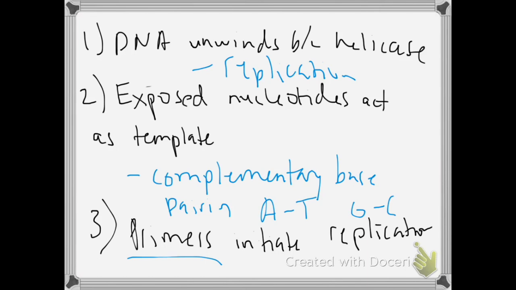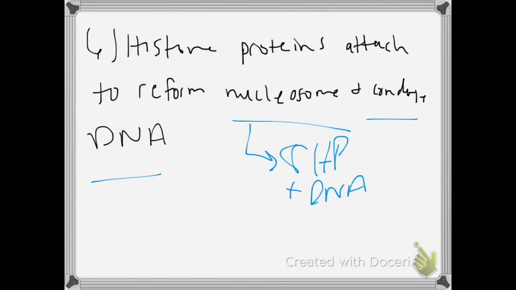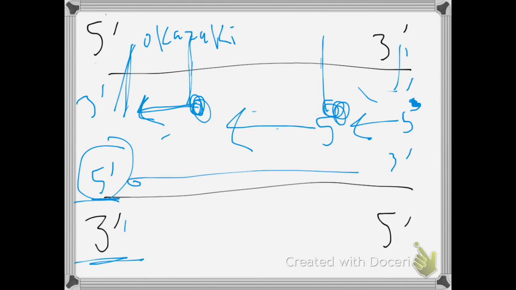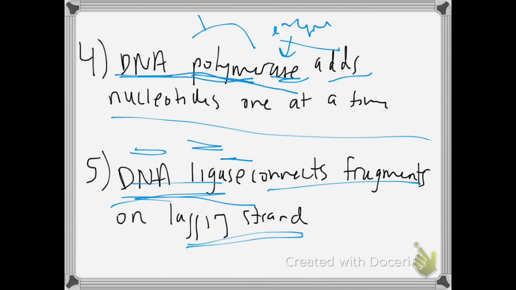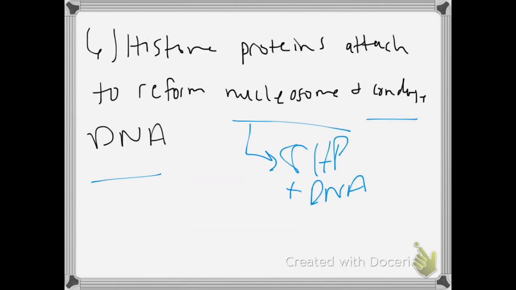On your leading strand, you're just going to add from 5 to 3, and it's nice and easy. On this lagging strand, you're going to make these Okazaki fragments, and then to ligate the Okazaki fragments, we'll use DNA ligase. After that, we're going to remake our chromosomes by wrapping them around these histone proteins. So this DNA plus histone proteins will help make nucleosomes, which are going to form our chromosomes. All right, hope that helps.